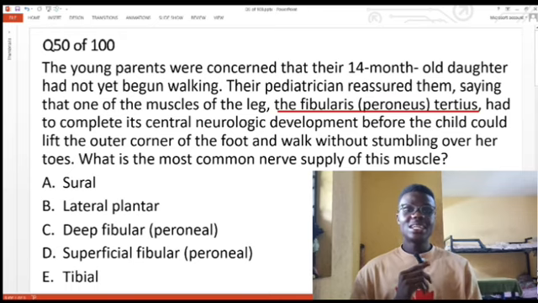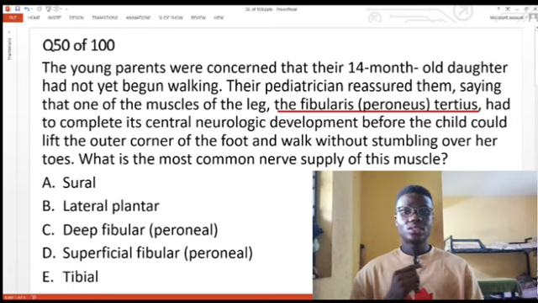This is question 50, and this is going to be the final episode on the clinically oriented anatomy questions on the anatomy of the lower limb. Subsequently, we'll be treating questions on the anatomy of the upper limbs and other regions basically. So let's jump straight into the video.